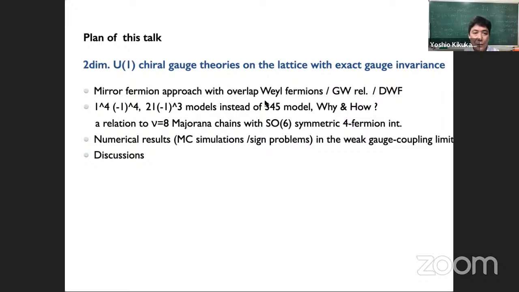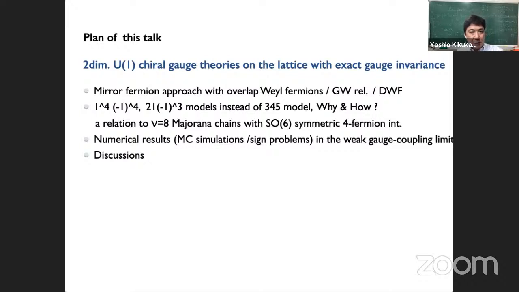Here, usually people consider the simplest model, the so-called 3-4-5 model, but here I want to consider other models, with this charge assignment and this one. I would like to explain why I consider this type of model instead of the 3-4-5 model and how to construct it. Actually, this model is closely related to the so-called Majorana chain with nu equal 8, with SO(7) symmetric four-fermion interactions. I'd like to explain this point too.